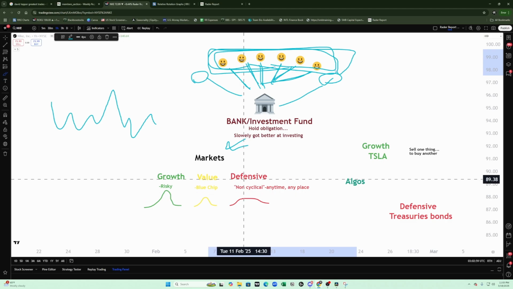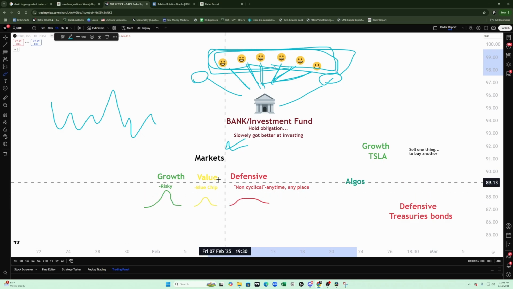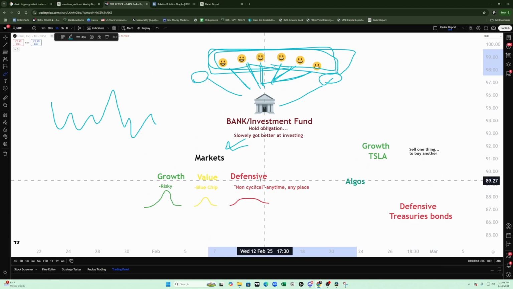So if you're going through this right now, the three categories are defensive. These are things like non-cyclical, anytime, any place. These are your names like bonds. These are your names like Walmart. Things that just are always going to be there, that always provide a stable business model. And of course, Walmart, they're always going to be selling toilet paper. No one's just going to give up on that. So that's going to be there a while.